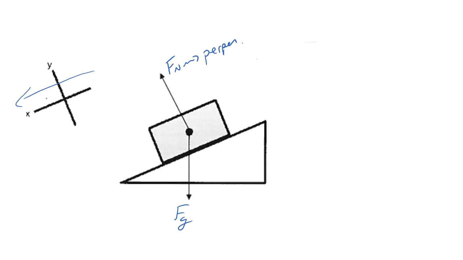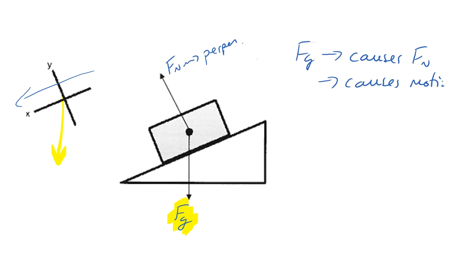But the consequence of this is, if you look at the force of gravity, which is going straight down in the picture, it's no longer straight down on my coordinate system, where the force of gravity is going this way. It's actually, according to my reference frame, at an angle. So since the force of gravity is at an angle, according to my new reference frame, it can be broken apart to do different things. All right, so the force of gravity actually does a couple of things. First of all, it causes the Fn to exist, but it also causes the motion down the ramp.